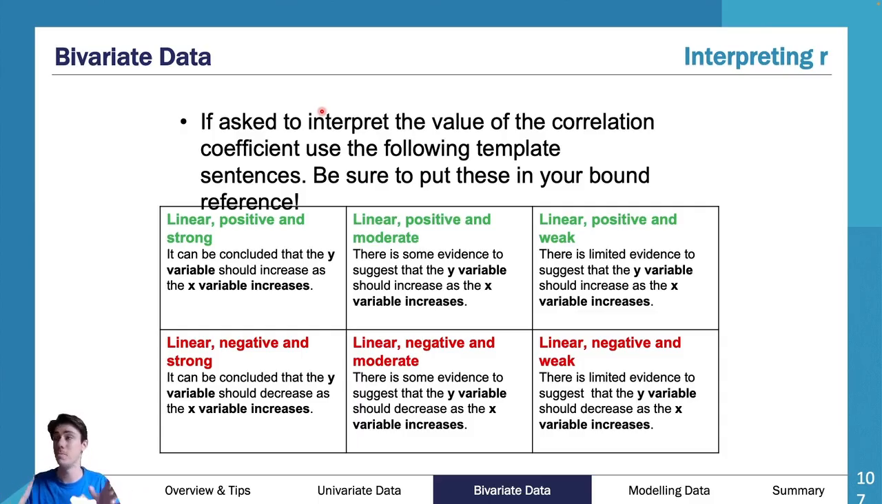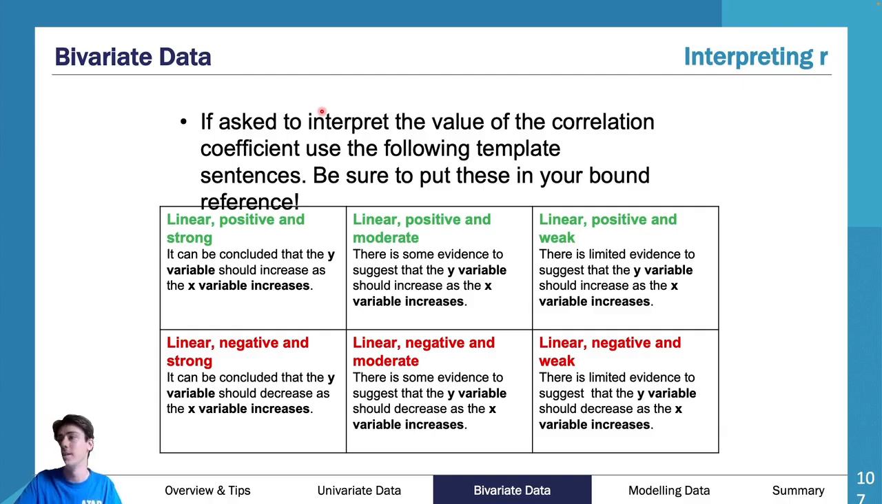But nonetheless, this is a really good way of describing your linear data and your scatter plots depending on your R value. So if it's linear, positive, and strong, it can be concluded the Y value should increase as the X values increase. Linear, positive, moderate, there is some evidence to suggest. Linear, positive, weak, there is limited evidence to suggest. So these are really good ways of describing what's going on with your R value and your scatter plot. And it's a great way to put that information into use.